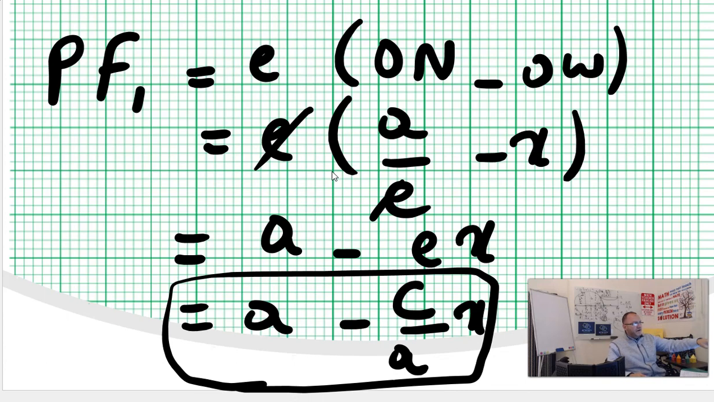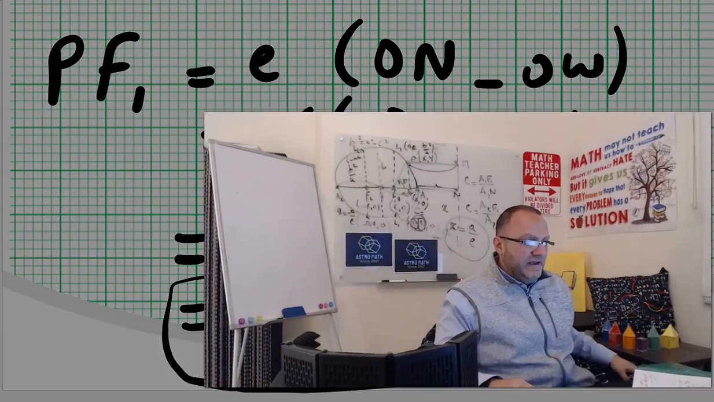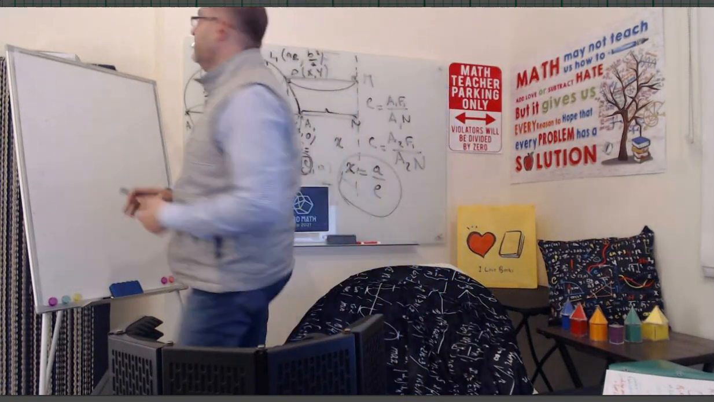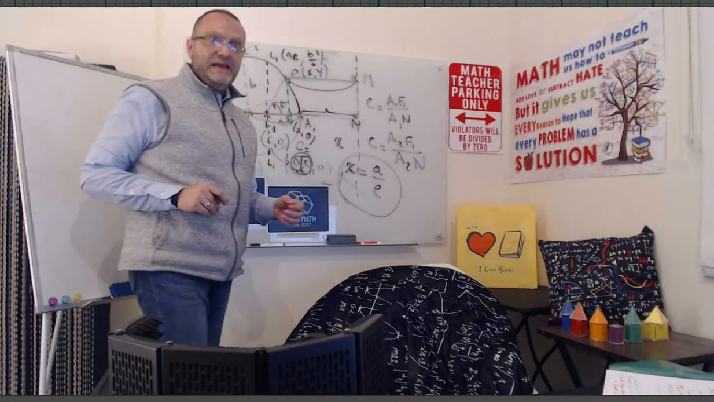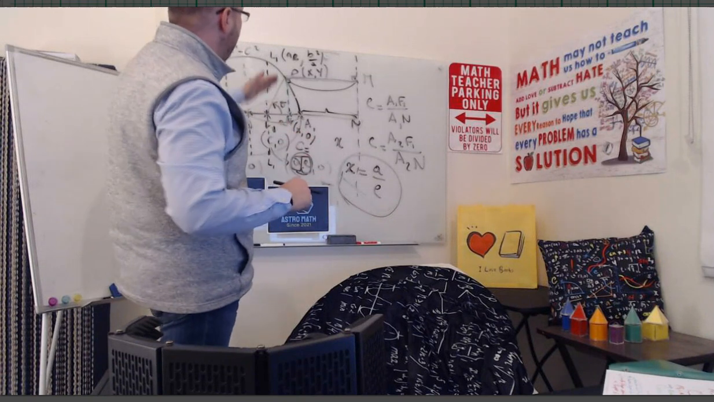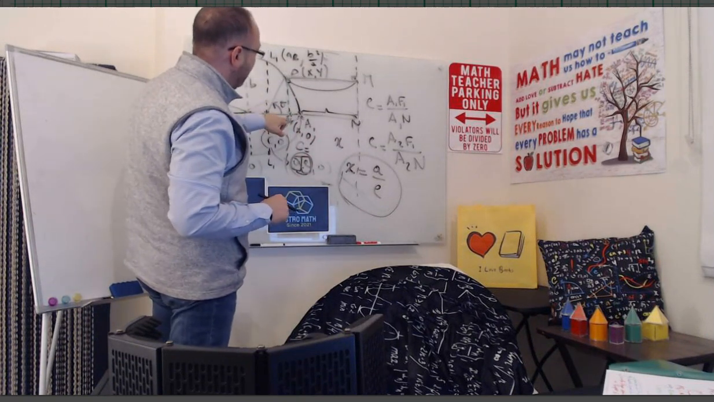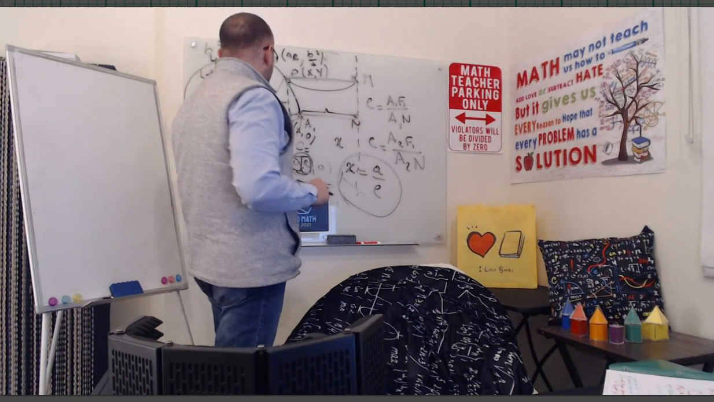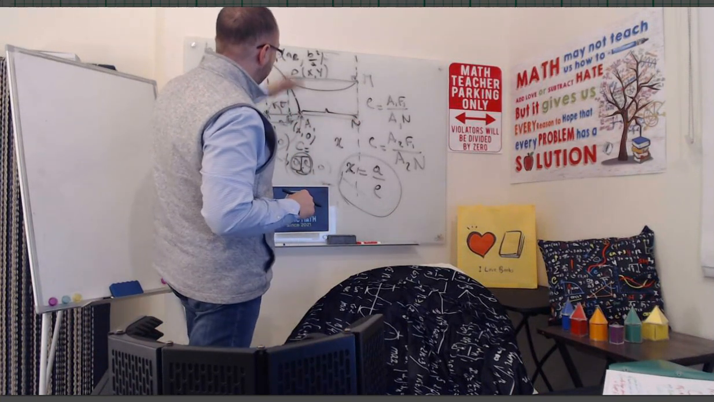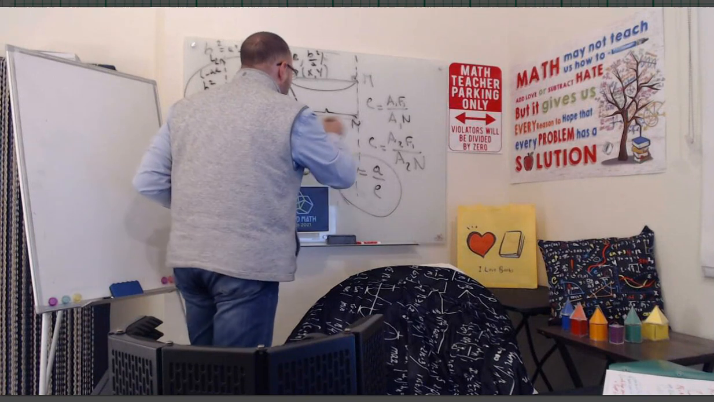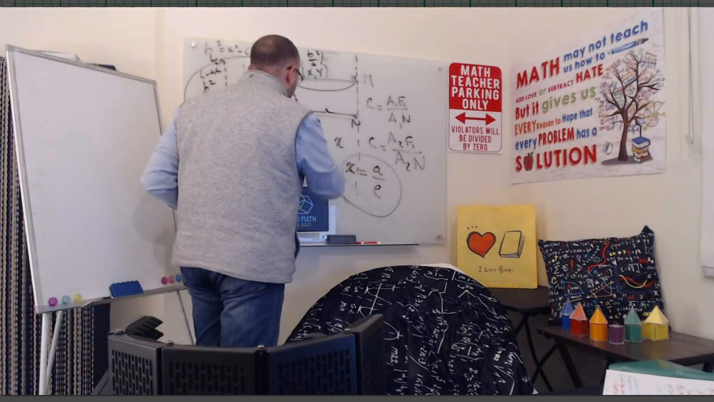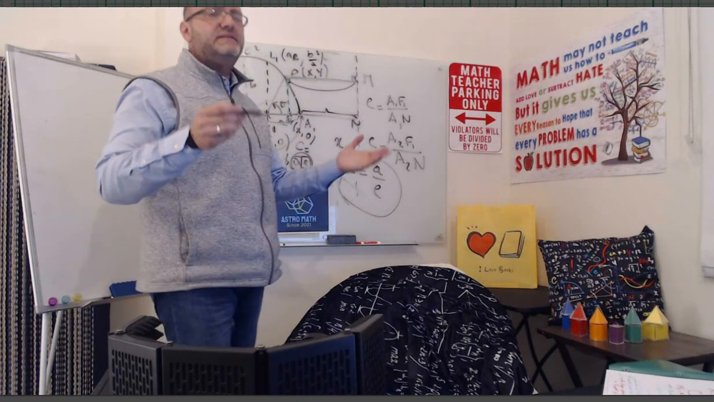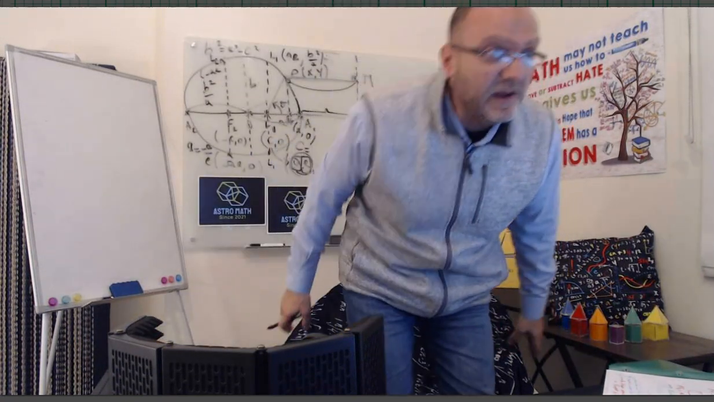Again, PF1 equals E times what? Times PM. Instead of PM, I want to put WN. And WN is ON minus OW. W is the projection of P on this axis. So equals E times A divided by E minus X. And then I can replace E by C divided by A. And this is what you see in your books.